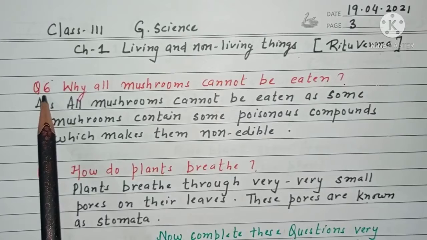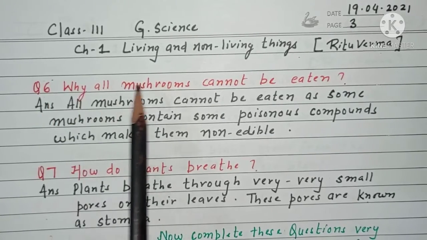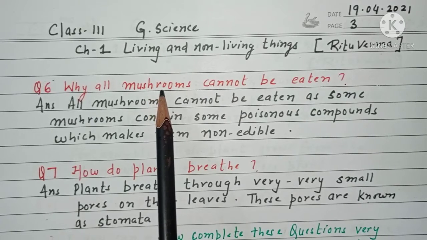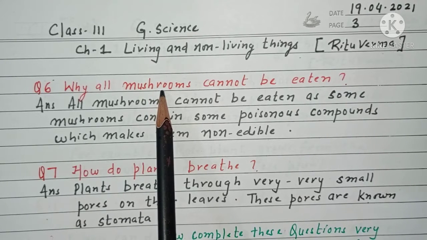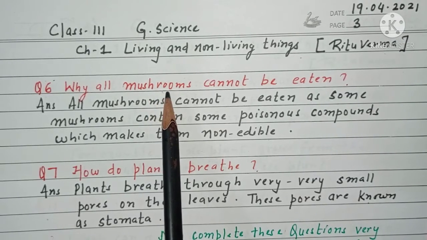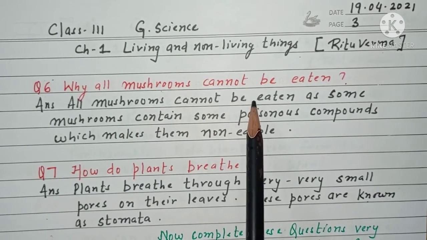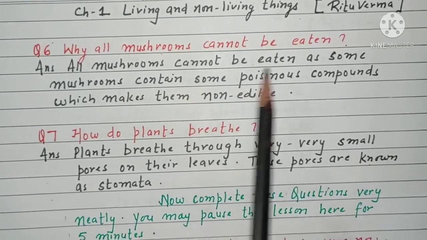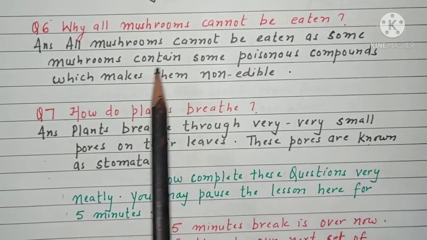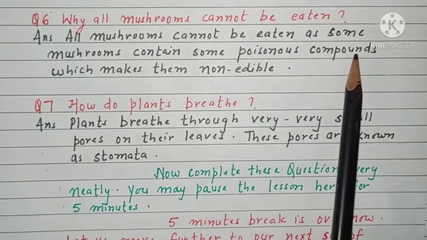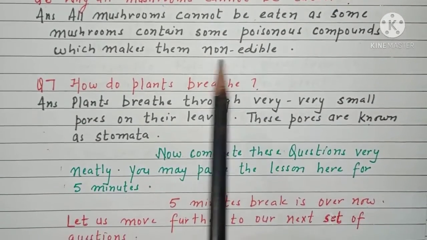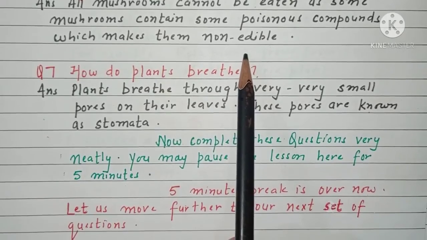Move on to question number 6 now. Why all mushrooms cannot be eaten? Students, mushrooms are non-green plants. They cannot make their own food. And we cannot eat all types of mushrooms. Why? The reason is, all mushrooms cannot be eaten, as some mushrooms contain some poisonous compounds which makes them non-edible. That means they are not fit for eating.